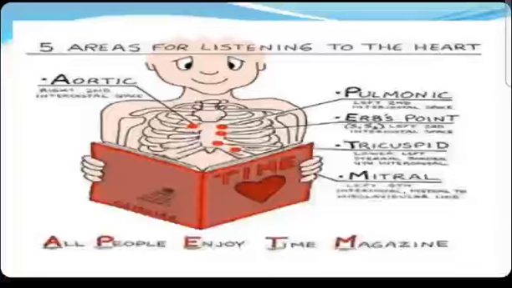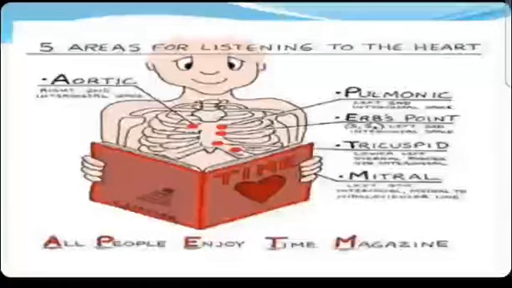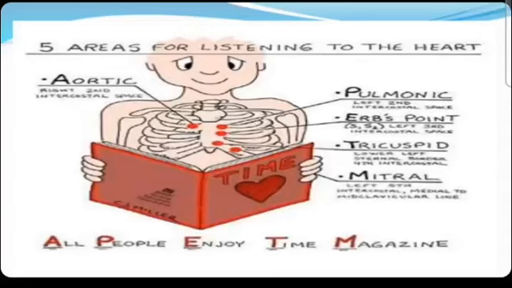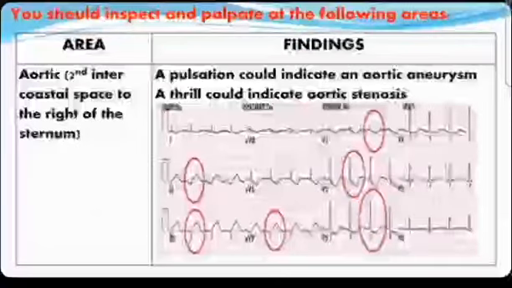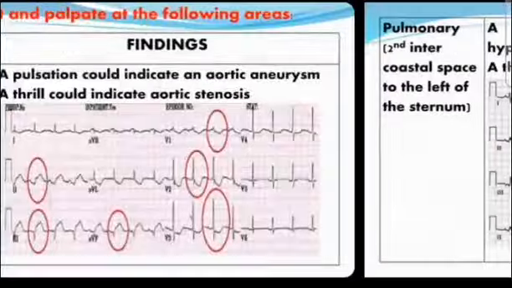All People Enjoy The Movies, that is aortic, pulmonic, Erb's point, tricuspid point, mitral point. These are the 5 areas for listening to the heart. Aortic: the second intercostal space to the right of the sternum. A pulsation could indicate an aortic aneurysm. A thrill could indicate aortic stenosis.